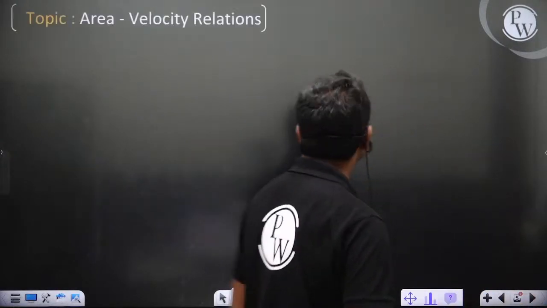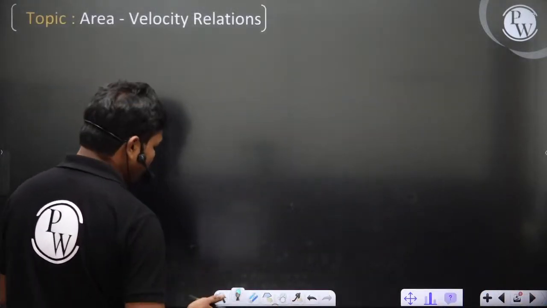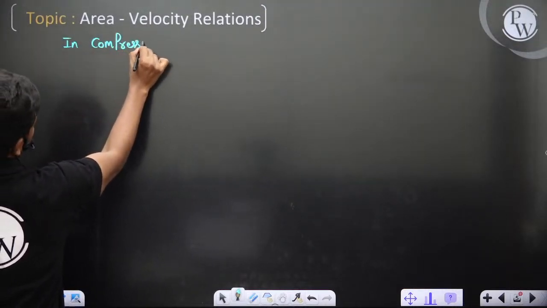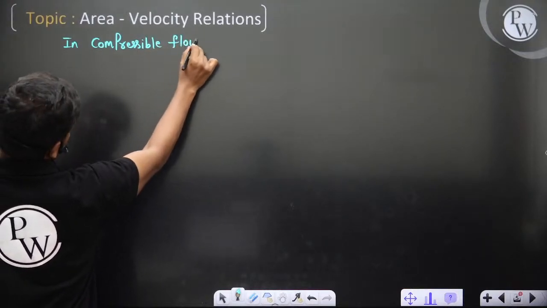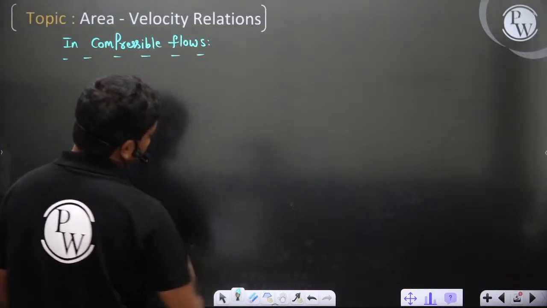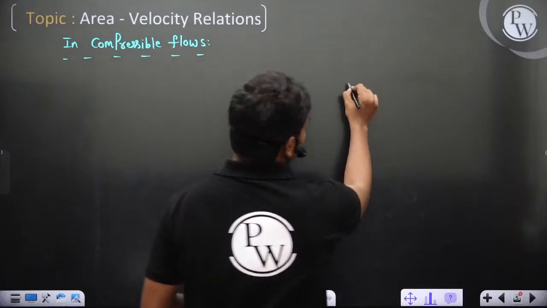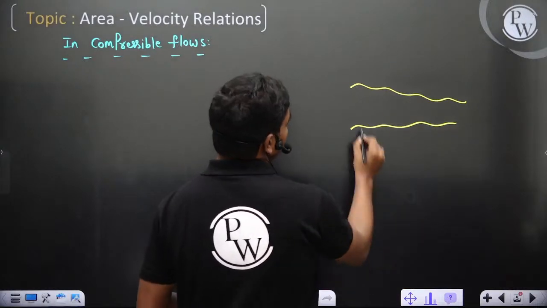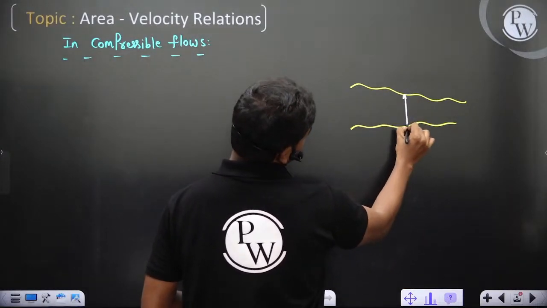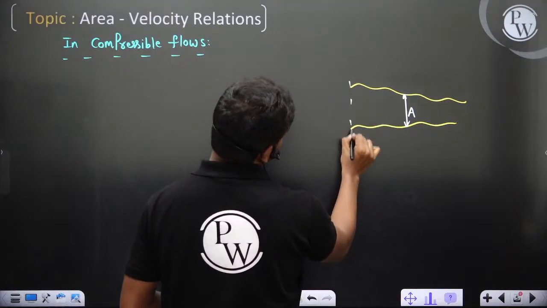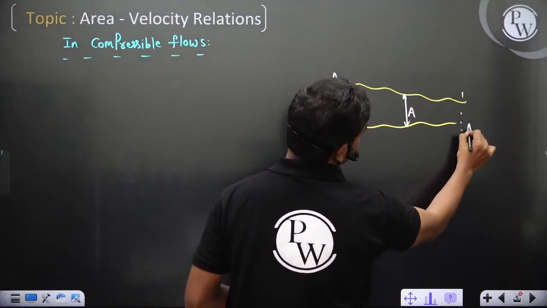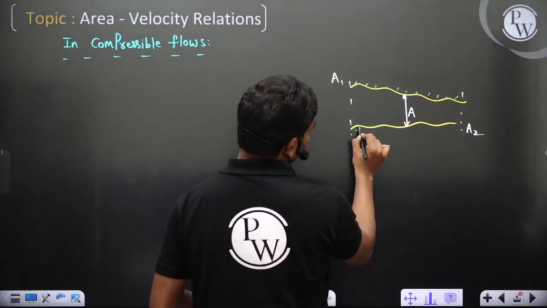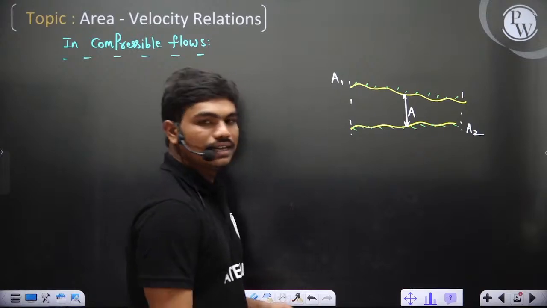So let us see the case of area versus velocity relations in compressible flows. You have a certain cross section, maybe it can be diverging or converging, depends. Let's say this cross section is A1 here, and this is A2 over here. This is an isentropic flow, clearly there are no heat interactions, nothing we are touching.